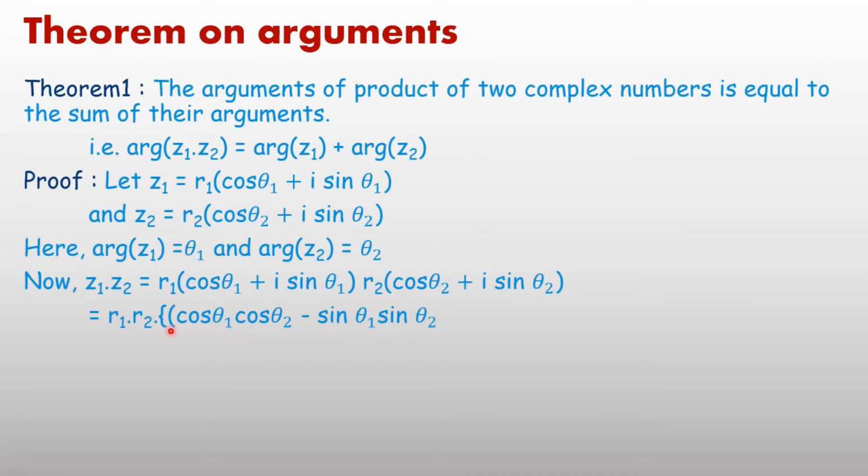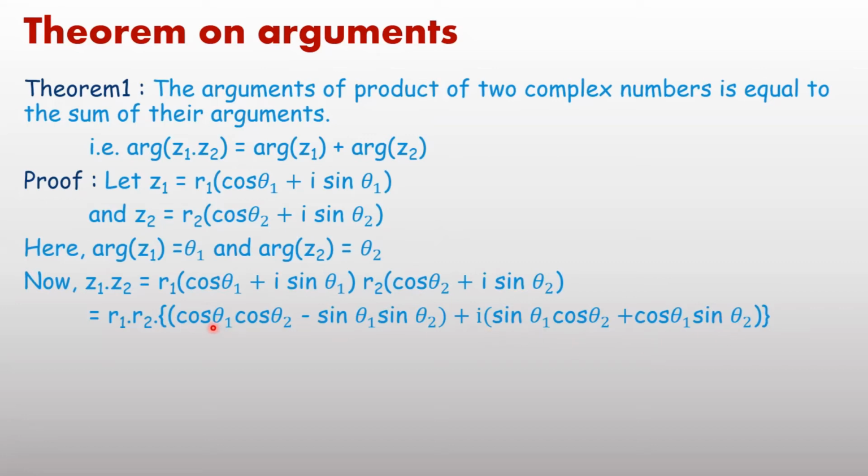r1 r2 is multiplied here. Inside the bracket, open the product: cos theta 1 cos theta 2 plus i square sin theta 1 sin theta 2. The value of i square is minus 1, therefore minus sin theta 1 sin theta 2, plus i sin theta 1 into cos theta 2. Taking i outside: sin theta 1 cos theta 2 plus i cos theta 1 into sin theta 2. Taking i outside: cos theta 1 sin theta 2.